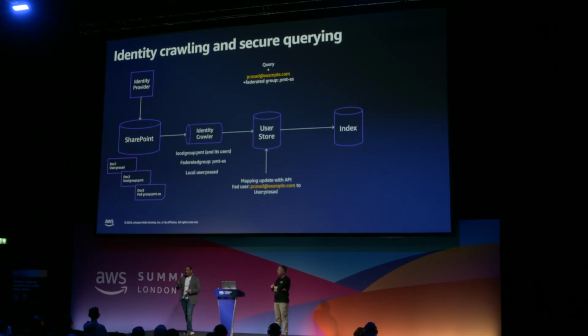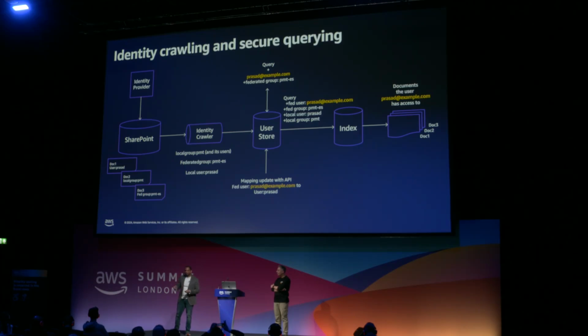So when the identity crawling happens, in the index, along with the content, it is also stored that that content is accessible by which users and groups. And the user store contains the information about which groups the users are part of. So it will know that Prasad is part of these particular groups. So when the query actually comes, first from the user store, we get all the permissioning, and then we use this data to query the index. So the response is ultimately from only the documents Prasad has access to, that is Doc 1, Doc 2, and Doc 3.